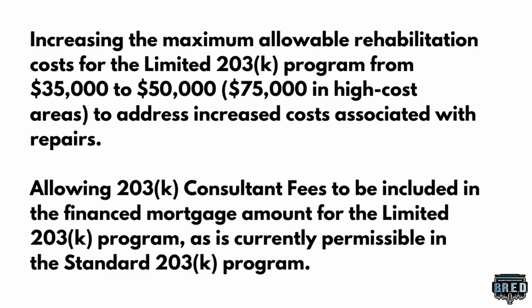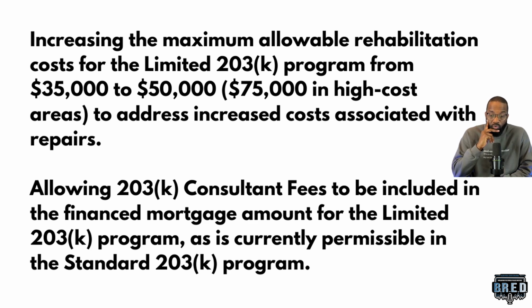All right, now that we got the basics down, let's get into a couple of the exciting updates that are being proposed to the program. The first proposed update is increasing the maximum allowable rehabilitation costs for the limited 203K program from $35,000 to $50,000. And then this would be $75,000 in high cost areas to address increased cost associated with repairs.